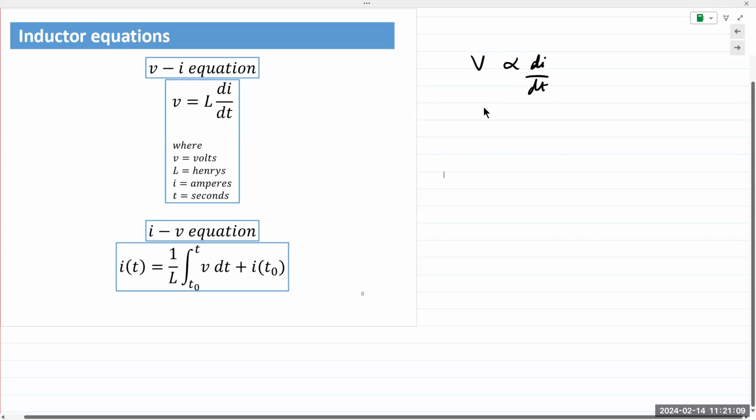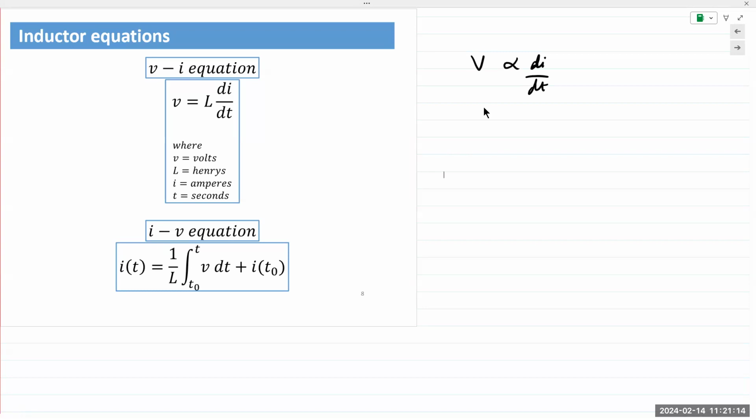Okay. Now, if you want to find the current given the voltage, you simply integrate. So V equals L di over dt. Integrate both sides. L is a constant. You take it outside, take it on the other side, and you get 1 over L integral of V equals the current I, which is basically the IV equation. And I will explain what each term of that equation means.